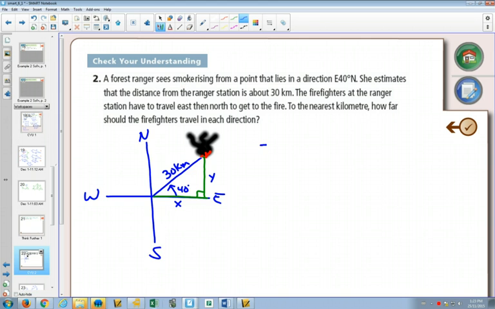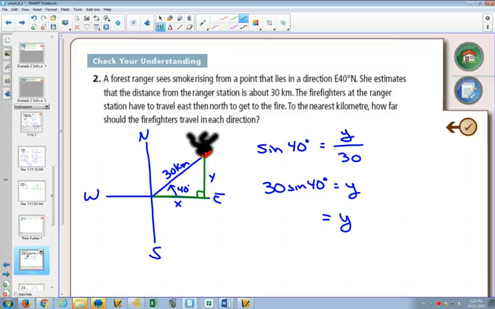So you set it up: sine of the angle is equal to the opposite side over the hypotenuse. Multiply both sides by 30. And we could figure out what y is supposed to equal. Again, make sure your calculator is in degrees. To the nearest kilometer, if I round to the nearest kilometer, that'll be 19 kilometers.